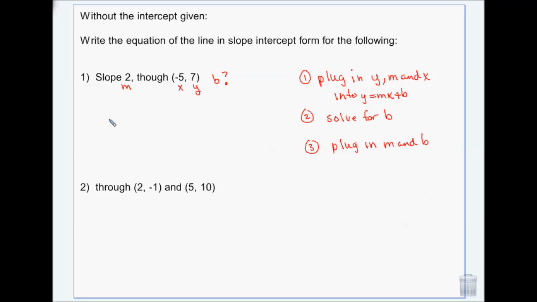So what we do is we have our formula, y equals mx plus b. Y is 7, so I'm going to plug in the 7. M is 2. X is negative 5, and then plus b. Not 10, sorry. Negative 10 plus b. So I'm going to add 10 to both sides.